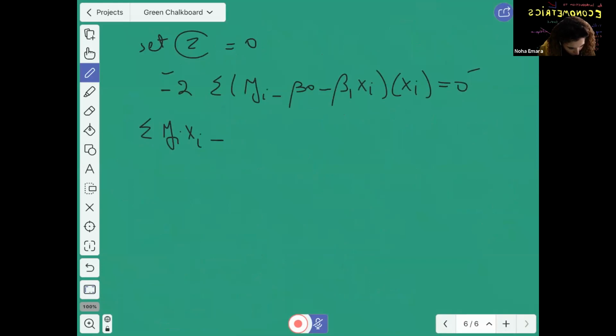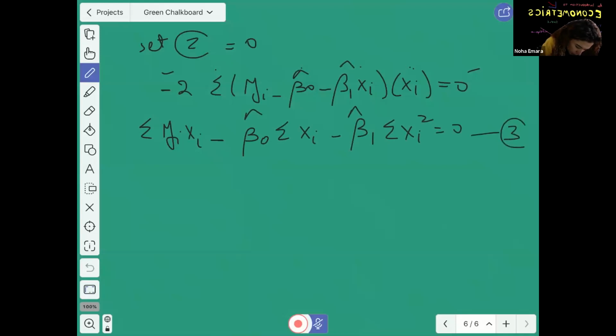And then again, I have a summation, with an xi multiplied by beta naught, so it's going to be beta naught the sum of xi minus beta 1. I have xi times xi, so it's going to be the sum of xi squared, equal to 0. Again, hats everywhere, right? And let's call this one equation number 3, and then let's do equation number 4.